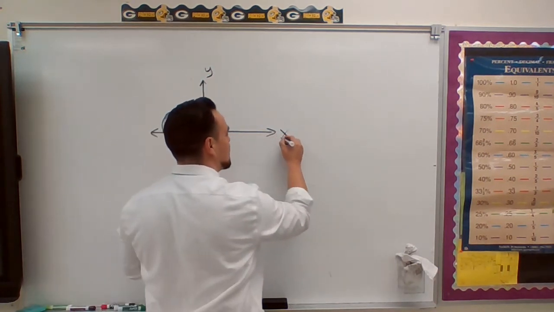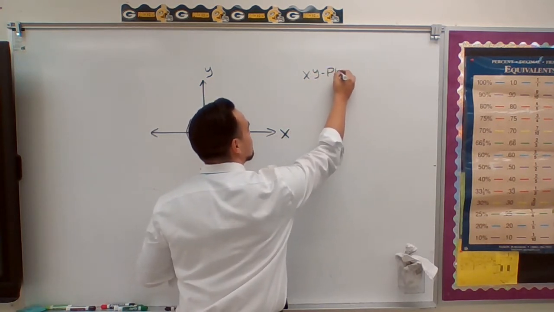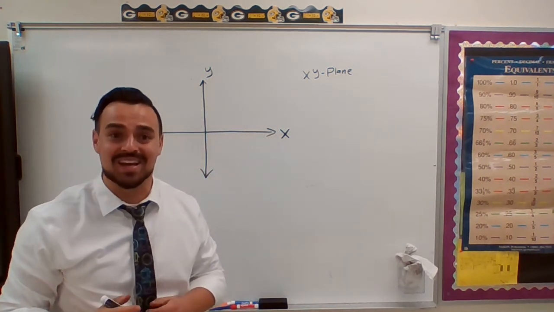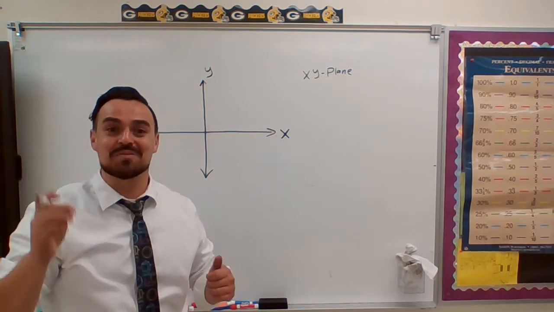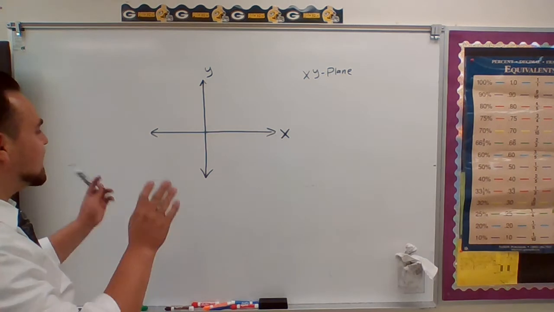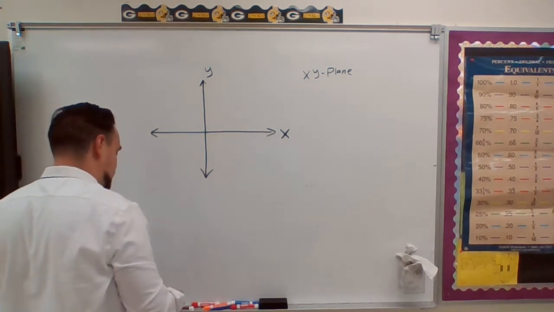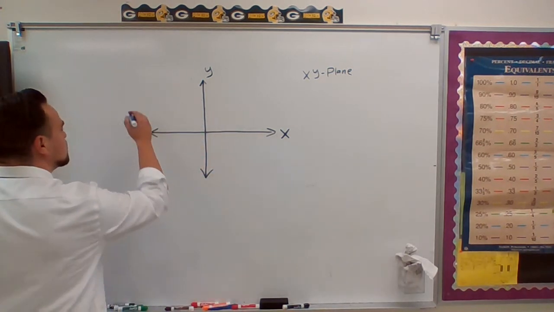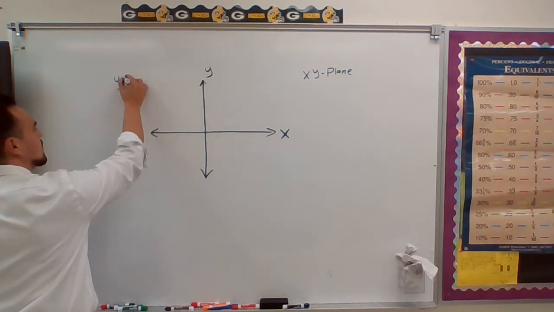This is known as the xy plane. It's just a two-dimensional plane. It's also known as the Cartesian plane, named after René Descartes, famous French philosopher and mathematician from a few centuries ago. But let's not get into that. Let's get into graphing our equation in a 2D space, in a two-dimensional plane.